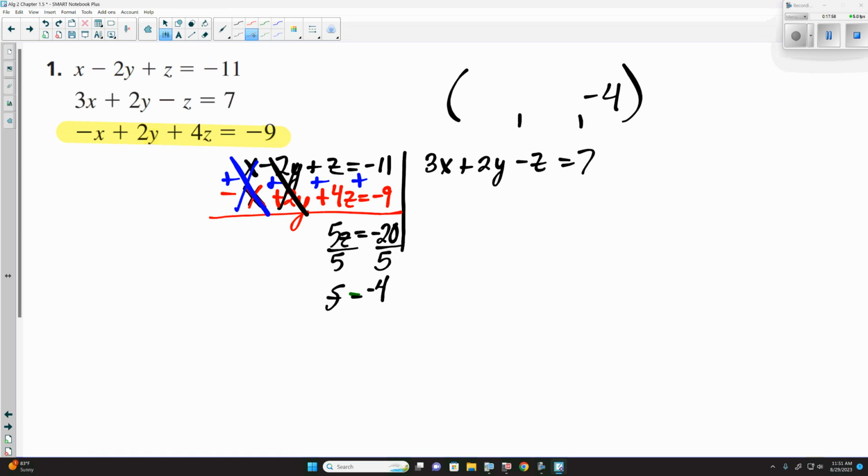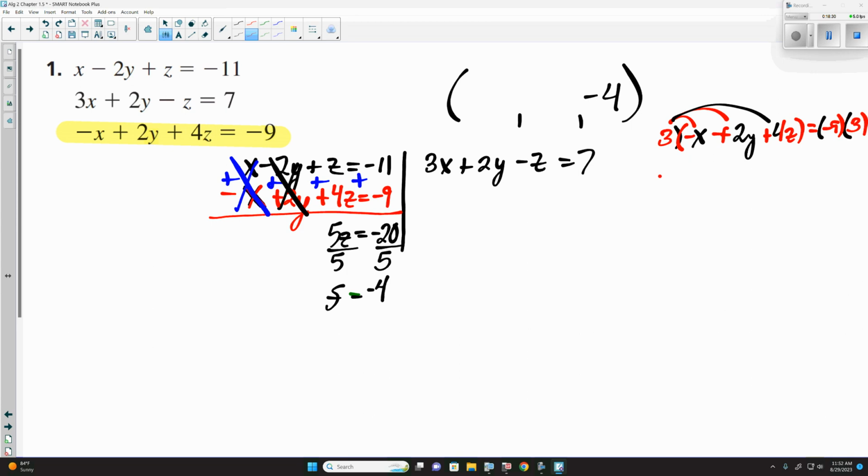So the first thing we need to do is to get our negative x plus 2y plus 4z equals negative 9 to have the same number in front of x. So what would we need to multiply our x by to get it to be 3x? We need to multiply it by 3. So we're multiplying the left and right side of this equation by 3 to get the numbers in front of x to be the same.